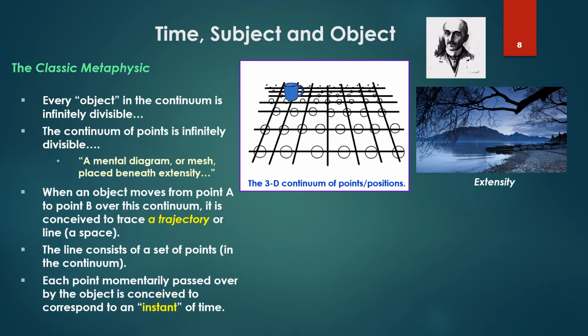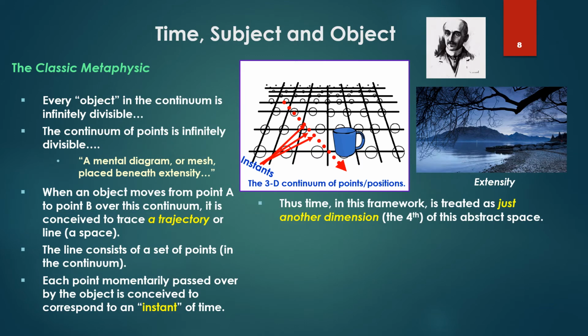So when an object moves from point A to point B over this continuum, as we move our cup, it is conceived to trace a trajectory or a line, that is a space. The line consists of a set of points in this continuum. Each point momentarily passed over by the object is conceived to correspond to an instant of time. So each point becomes an instant. Thus time in this framework is treated as just another dimension, the fourth of this abstract space.